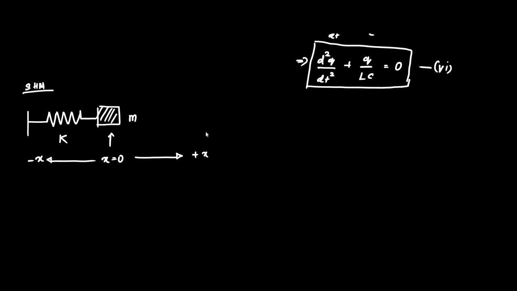So this SHM motion can be expressed as d square x by dt square plus k by m x is equal to 0. Here this k by m, the coefficient of x, gives the expression for the angular frequency, which is root over of k by m. So this is the angular frequency of SHM motion.